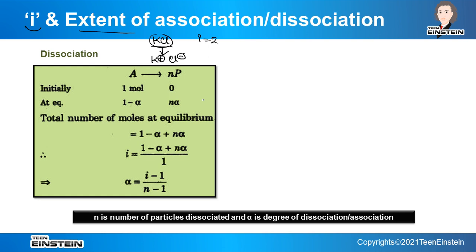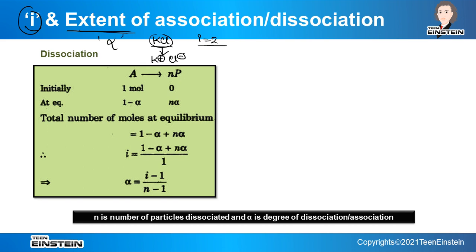That means for 5 moles the i value is 2, but for the rest of the 5 moles, which are in non-dissociated form, the i value will be 1. So that is why the extent of association or dissociation, these two we must know. That is, what is the percentage or degree of dissociation or association. So there is a relationship between this van't Hoff factor i value and the extent of association or dissociation, that is the degree of dissociation and association, which is denoted by alpha.